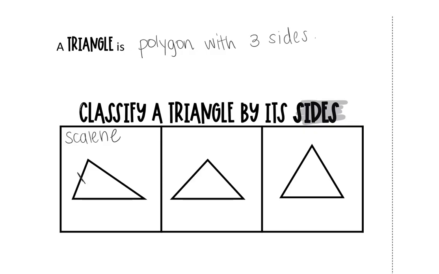I would say that this side has 1 mark, this other side has 2 marks, and this other side has 3 marks. Different markings tell you that the sides have different measures. If you see the same amount of markings for each side, then that tells you that those sides are equal, congruent, same measure. But in this case, scalene just means no congruent sides, no equal sides. They're all different.